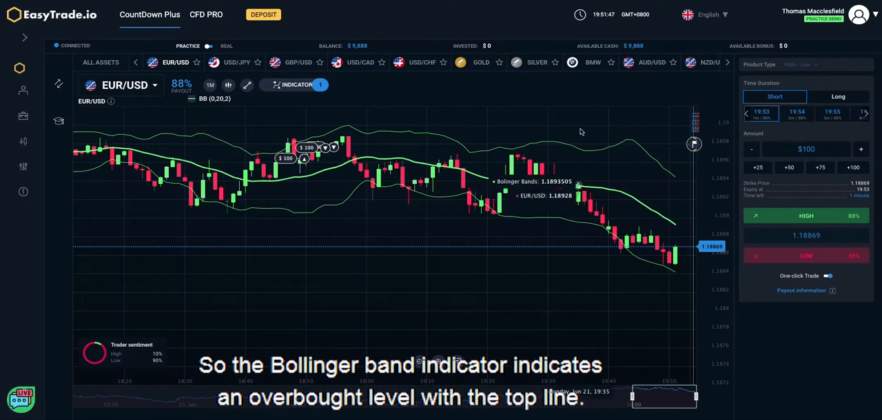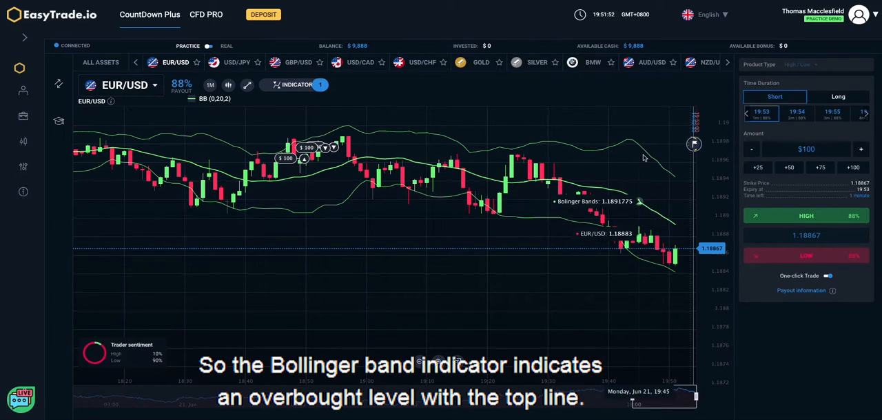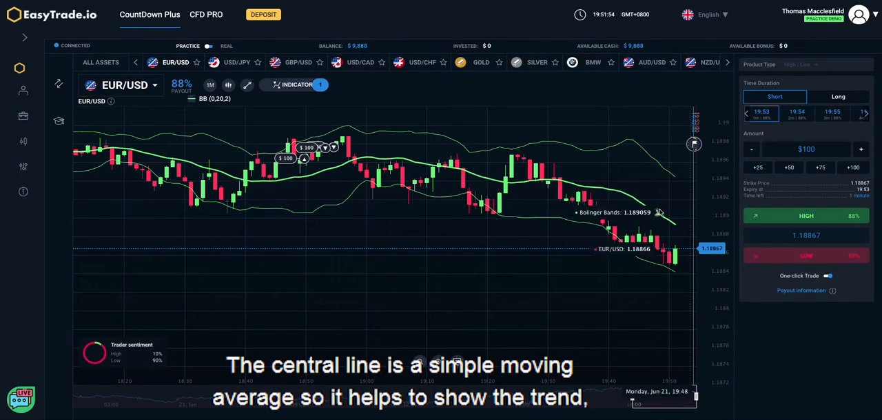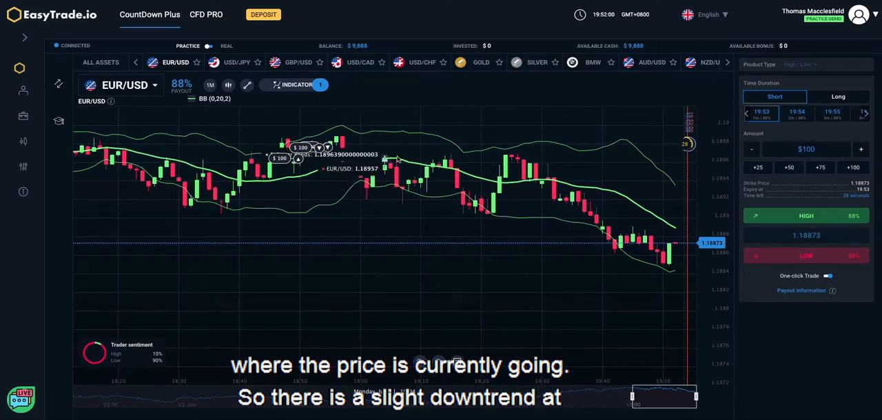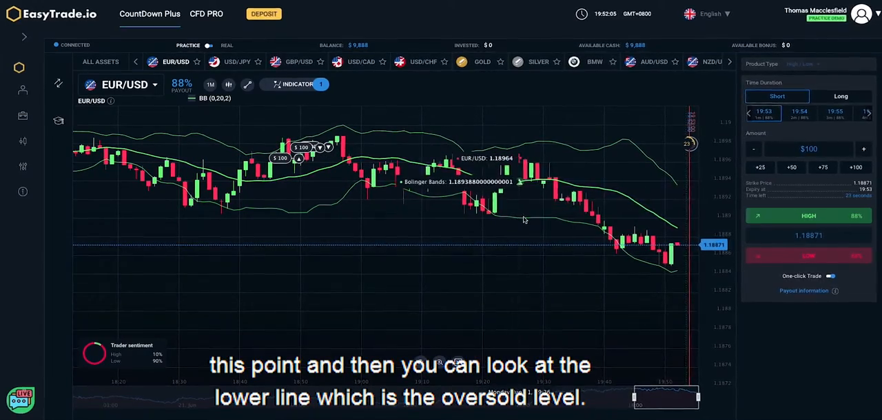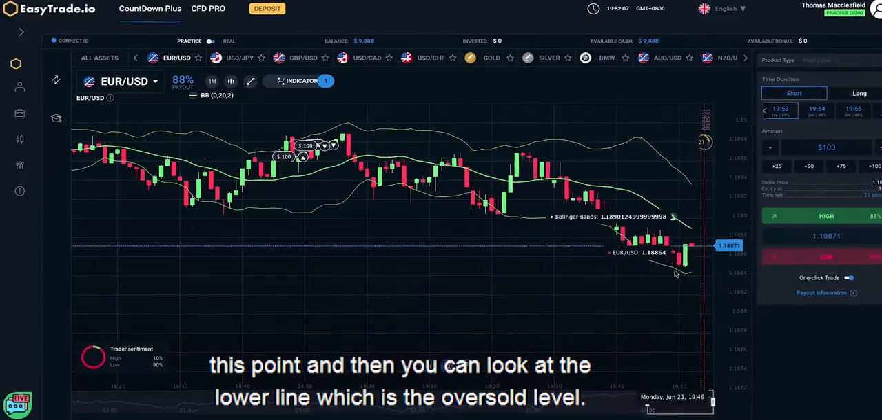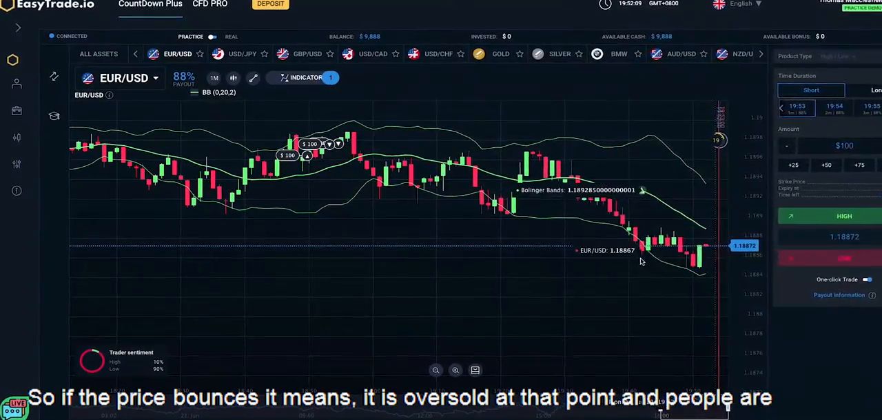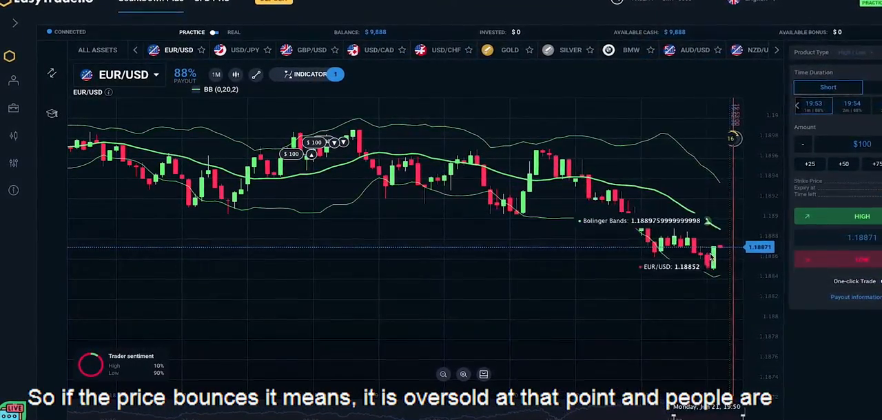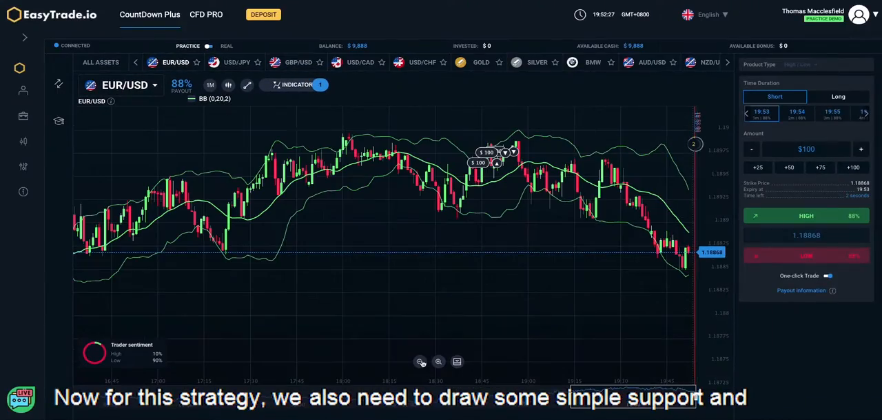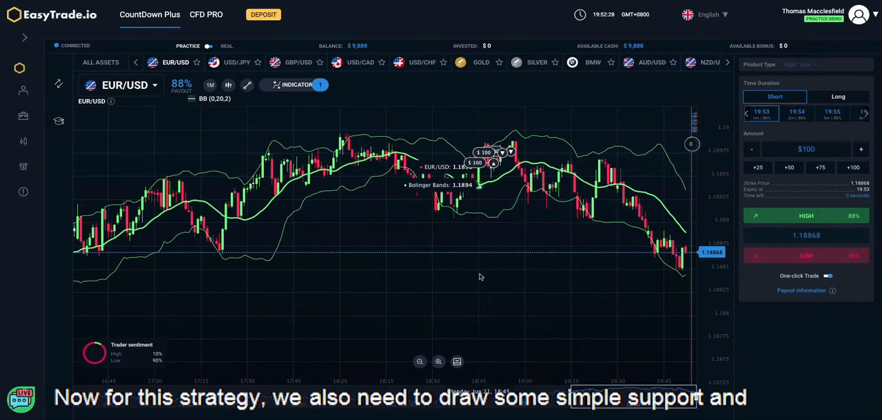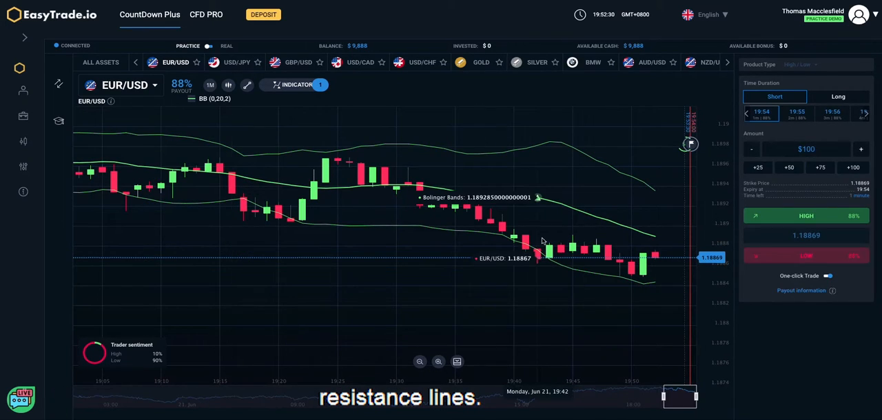So the Bollinger Band indicator indicates an overbought level with the top line. The central line is a simple moving average, so it helps to show the trend where the price is currently going. So there is a slight downtrend at this point, and then you can look at the lower line, which is the oversold level. So if the price bounces, it means it is oversold at that point and people are buying back again. Now for this strategy, we also need to draw some simple support and resistance lines.